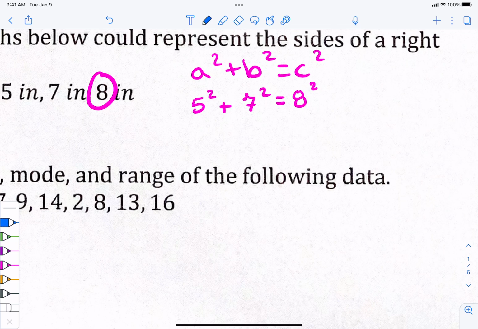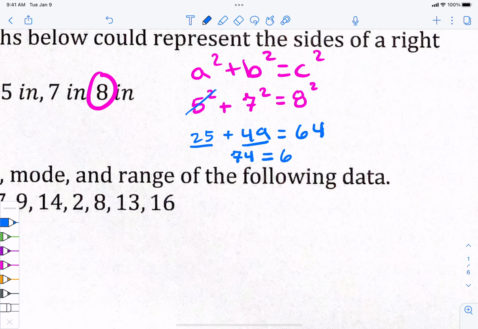Okay, we'll see if it is. 5 squared is 25. 7 squared is 49. Does that make 64? No. 25 and 49 is 74. Is that equal to 64? No. So what does that mean? It's not a right triangle.